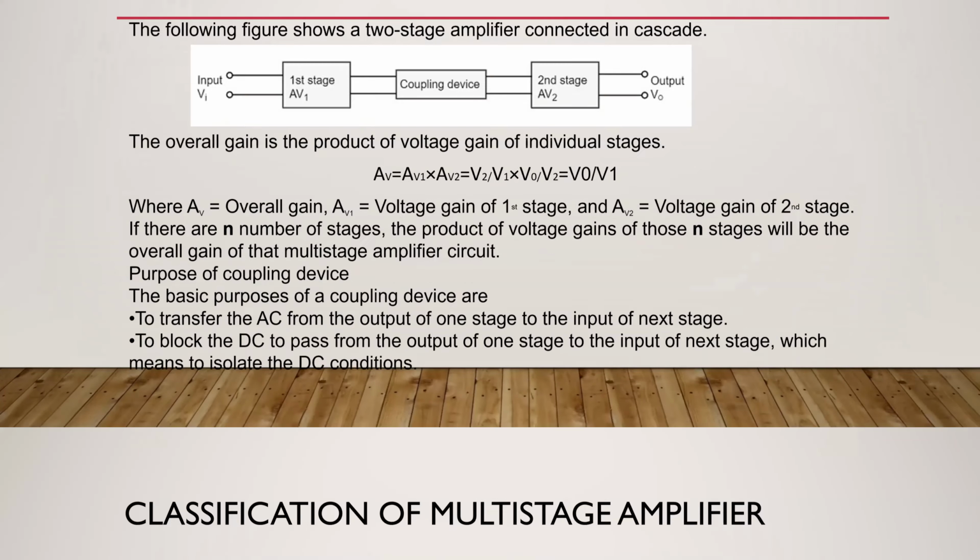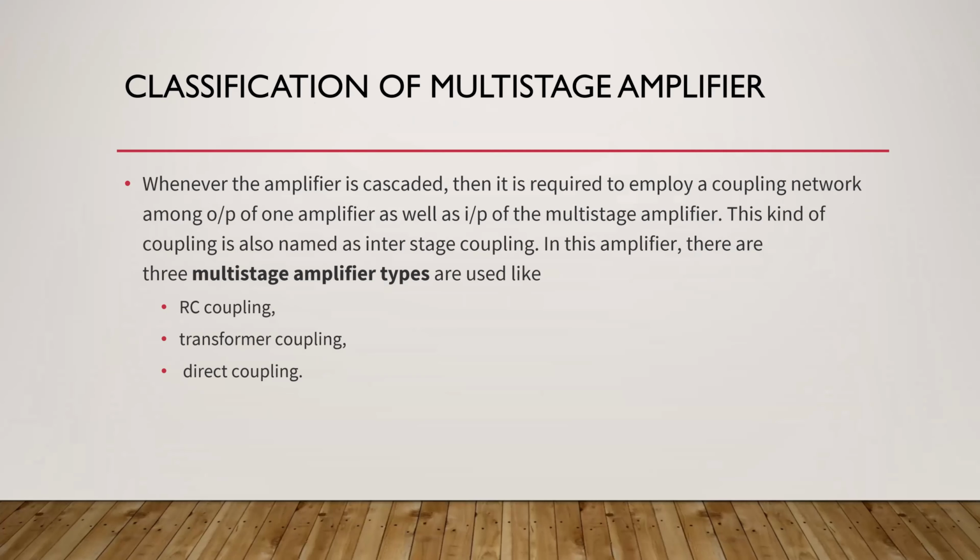Generally, the multi-stage amplifiers are classified based on the coupling elements, that is, what type of coupling network we are using. The multi-stage amplifiers are categorized into 3 to 4 categories. And they are: first one is RC coupled multi-stage amplifiers. Second one, transformer coupled multi-stage amplifier. Third one, diode coupled multi-stage amplifiers.